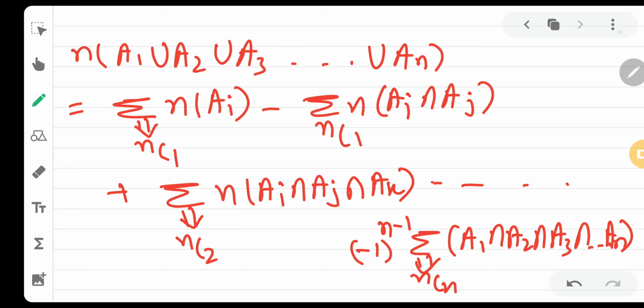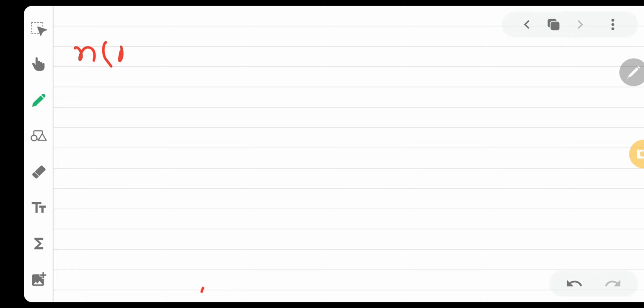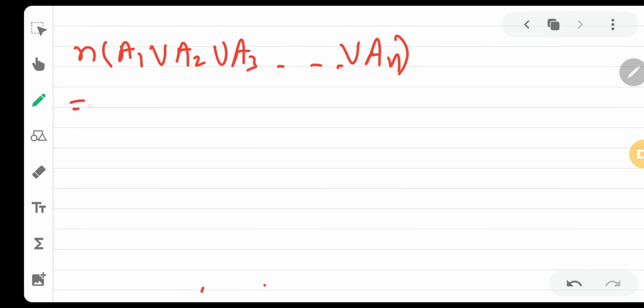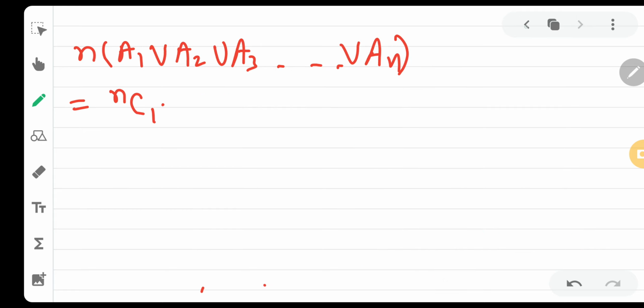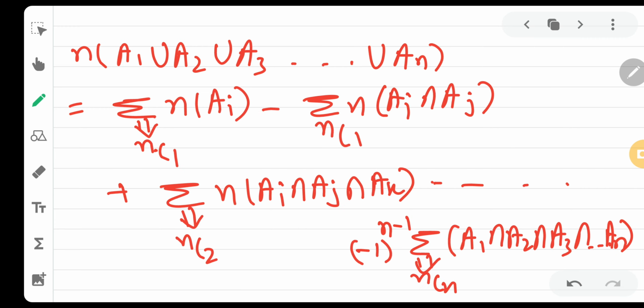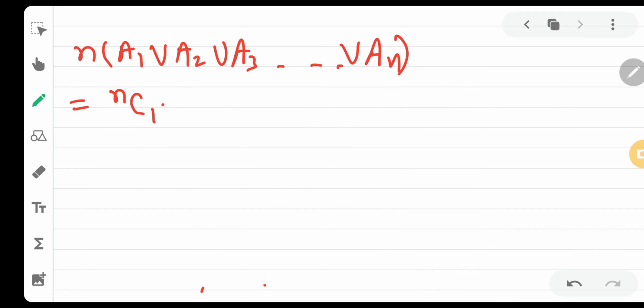Okay, now let us try and understand number of A1 union A2 union A3 and so on up to AN. So understand this, there are nC1 possibilities, right? nC1 elements are there. So first of all there will be nC1. Out of these n elements, one element is at its correct position. So one element's position is fixed. So how many elements are remaining to be arranged? Obviously n minus 1. So how many possibilities are there? n minus 1 factorial possibilities.